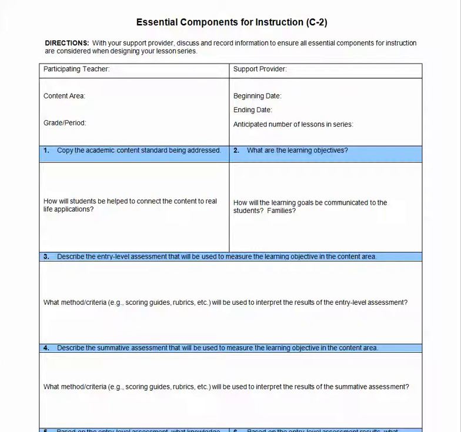So it may be embedded in your math unit, or it may be embedded in a science unit. If you're looking at classroom management, the same thing applies: the classroom management that you're measuring could be embedded in any type of unit. So your essential components for instruction is actually guided by what your focus is for your IIP. It's just a 2-page document, but it should expand as you write in it.